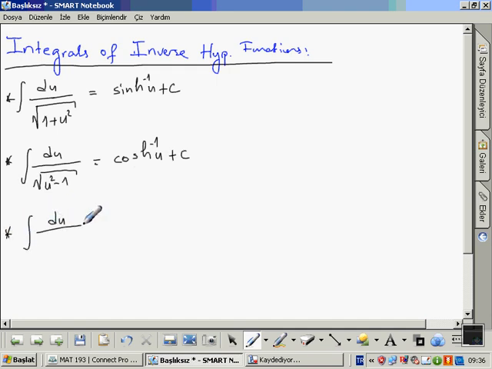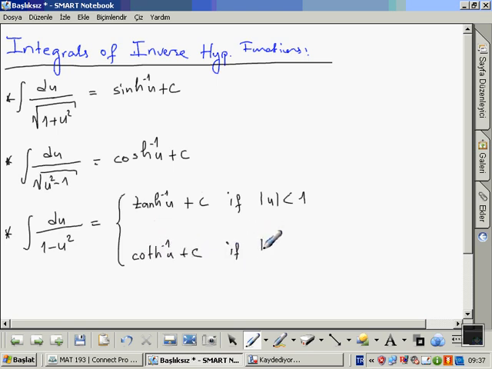The integral of du over 1 minus u squared is equal to inverse tanh u plus c if the absolute value of u is less than 1. It's equal to inverse coth u plus c if the absolute value of u is larger than 1.